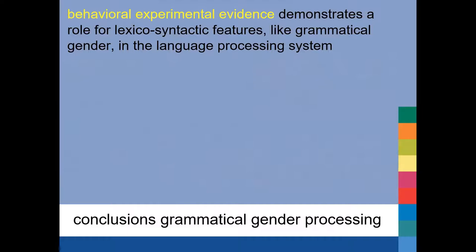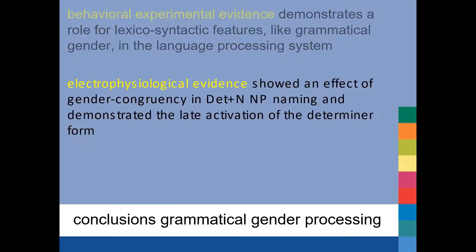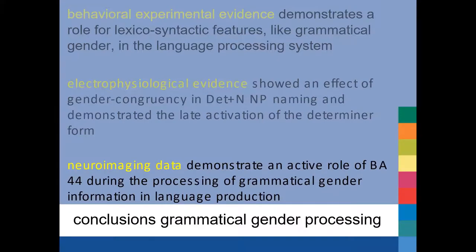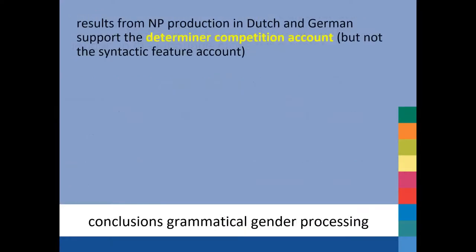So, summing up a little bit for the first part, the behavioral evidence that I showed you demonstrates a role for lexical syntactic features like grammatical gender during language processing. I also showed you electrophysiological evidence and neuroimaging data that demonstrates an active role of Brodmann area 44. Okay, good.